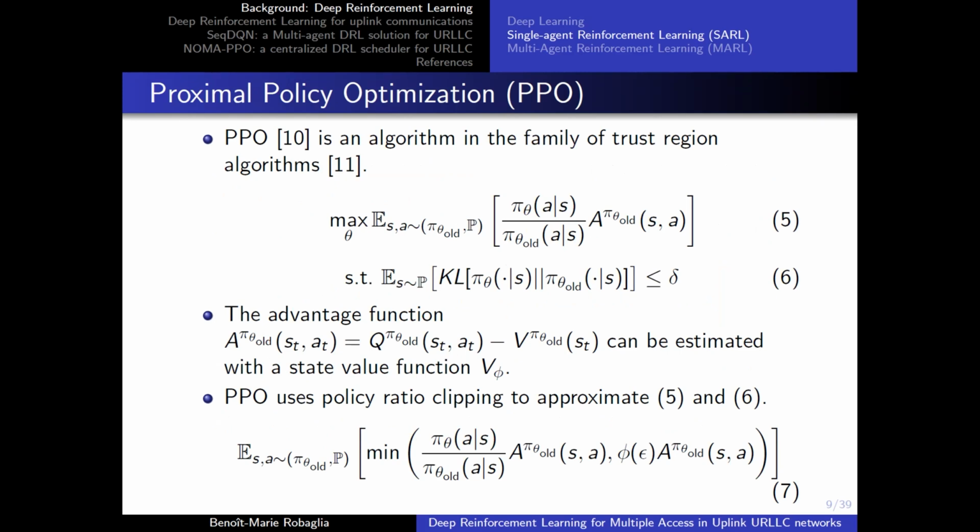So what is the idea? The idea is that when you want to do a gradient step, you don't want the new policy to be very far from the previous one. So you can control the variance of the gradient. So this is why in equation 6, you have a constraint on the KL divergence, that you don't want the new policy to be far from the old one.